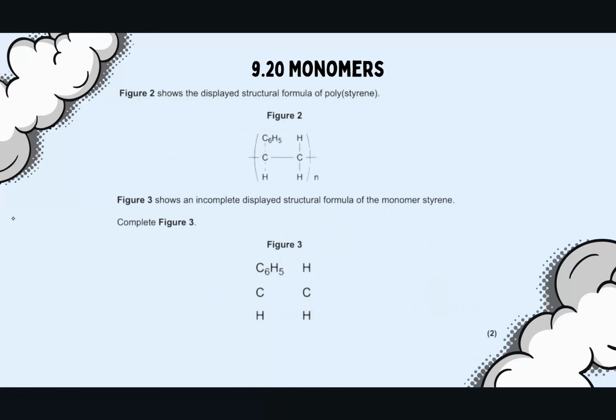Now, figure 3 shows an incomplete displayed structural formula of the monomer styrene. Now, that's the polymer. So what would the monomer look like? So the monomer would have a carbon double bond, and the remaining part of this would just be single bonds. Because what's happened from here to here, that double bond's broken and just becomes single bond, which means these carbons can have one extra. Now the other thing you've got to do is put an N here.